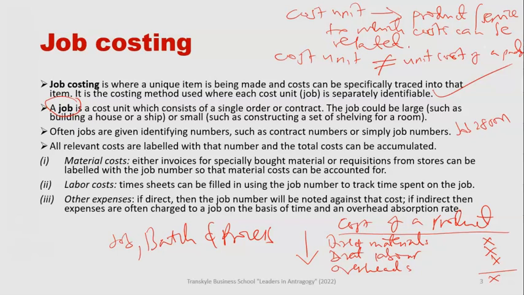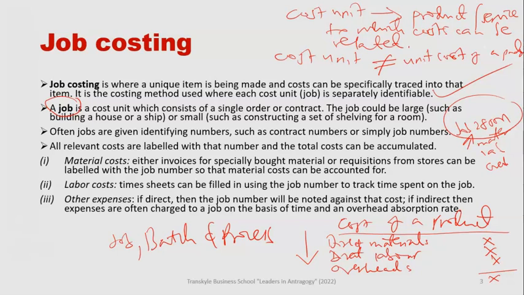So whichever cost that is incurred, be it material, be it labor, be it overhead, whichever relates to this particular job should be labeled with the same job number, so that auditors, when they come, or managers, when they want to validate the cost of the job, can easily relate particular documents. This is why we are saying that a job is also a cost unit, because it is a product or service to which costs can be related.